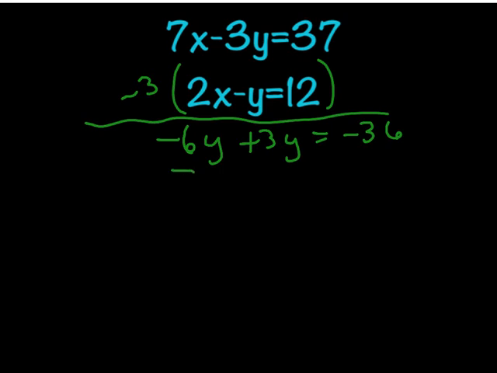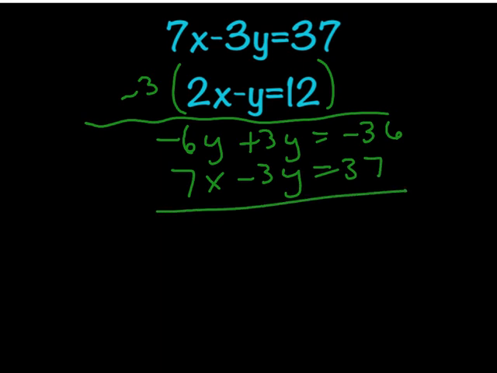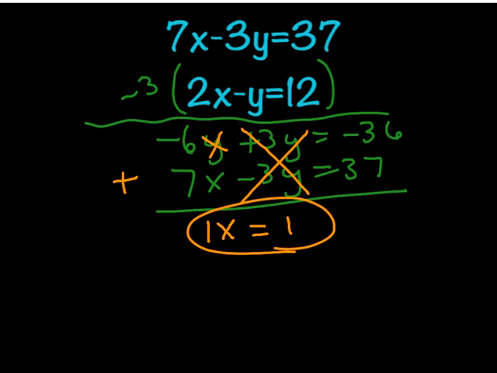And rewriting the top equation, I had 7x minus 3y equals 37. Now I'm going to add these. Sometimes in elimination you subtract. I prefer to add. And I'm adding because I ended up with opposite signs for my y's, so they cancel. Negative 6x plus 7x is 1x. And that ends up being 1. So that kind of turned out nice for me. So my x value is 1.